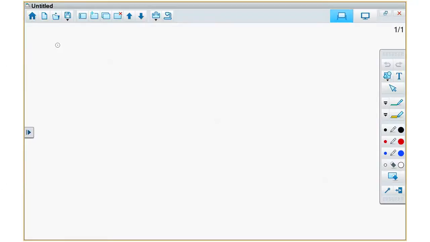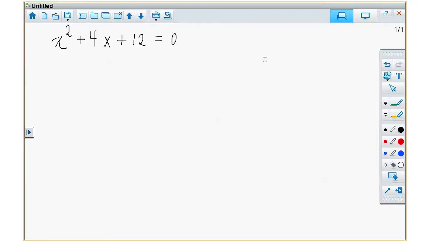I'm going to give you one that's a little bit different. x squared plus 4x plus 12 is equal to 0. You ever tried to write with a mouse? Not easy.